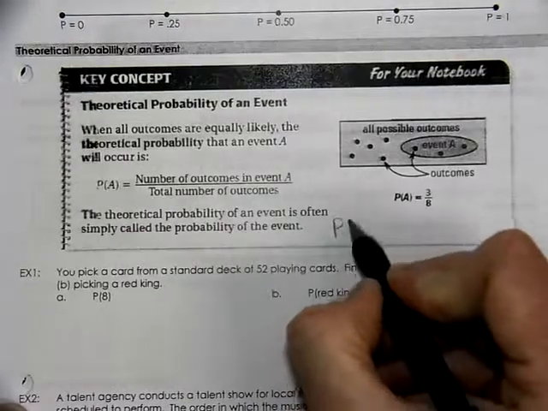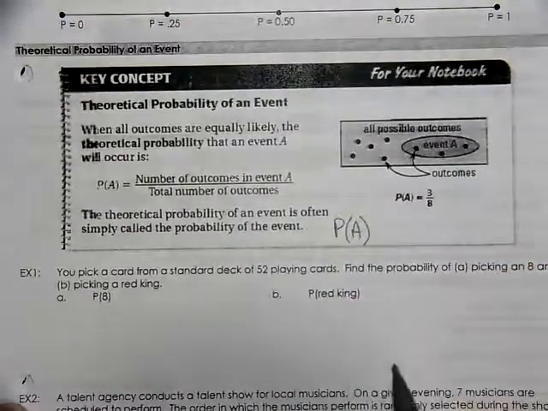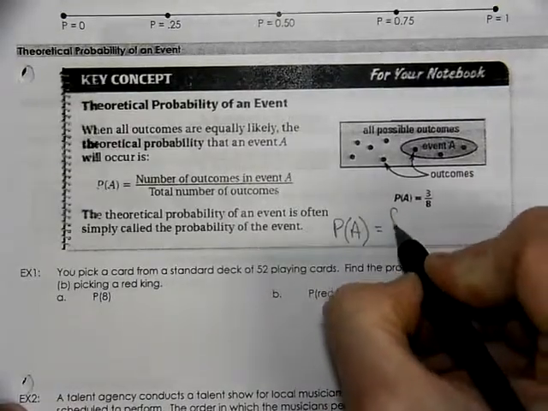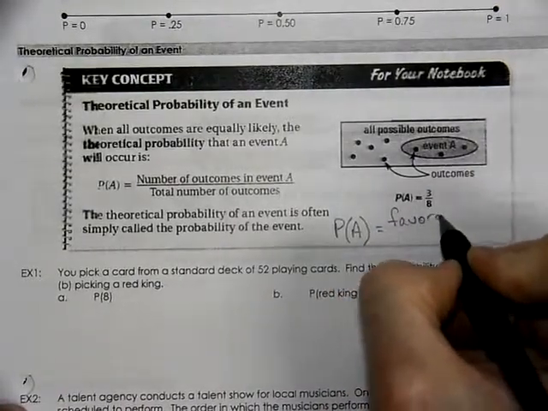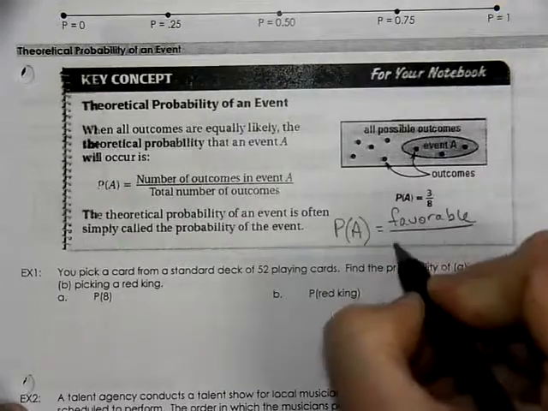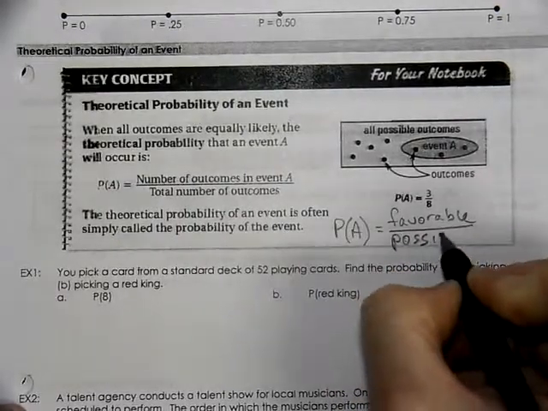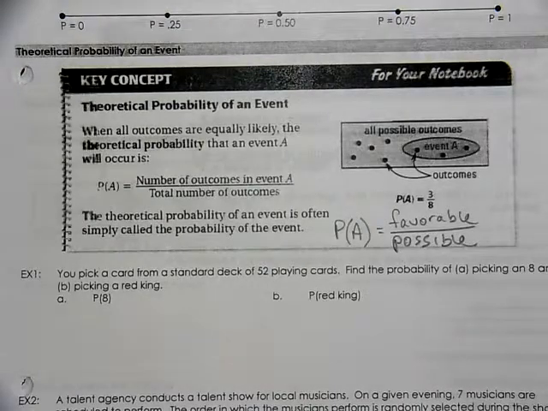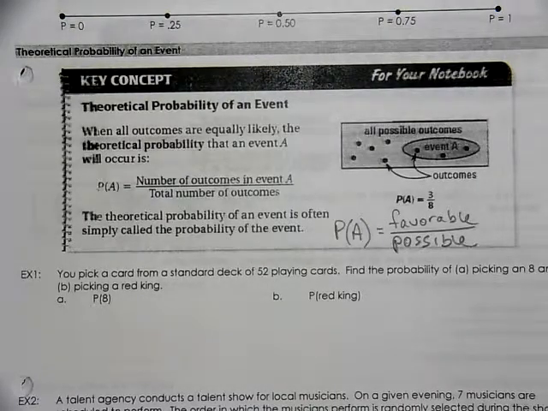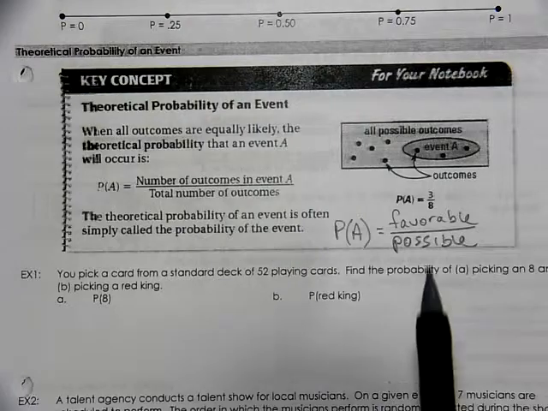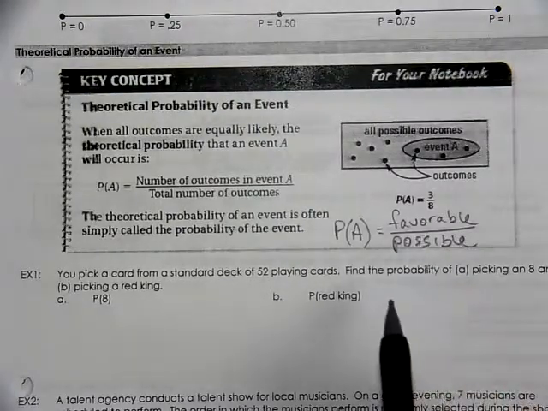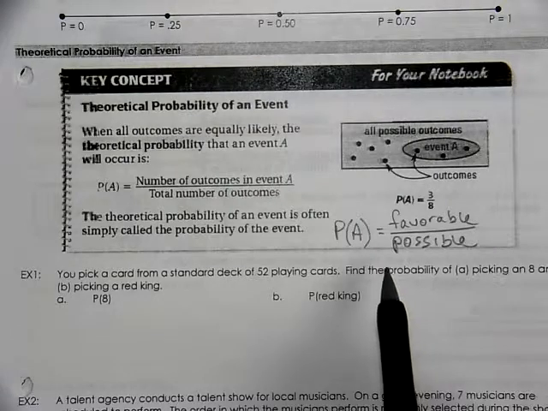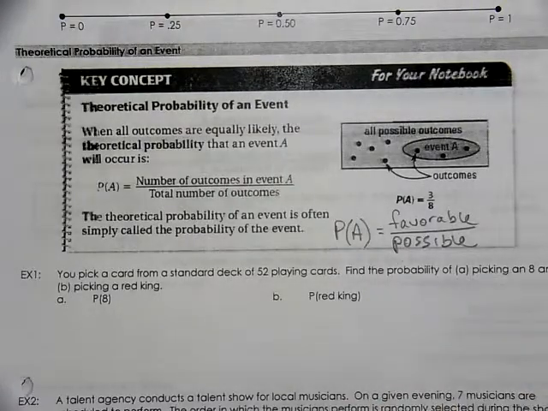I like to be sure to state that as the probability of A occurring is the favorable over possible. So whenever you read a question that deals with probability, you have to think about what are the favorable ways this can happen and what are the possible ways this can happen. Then you can set up your probability.